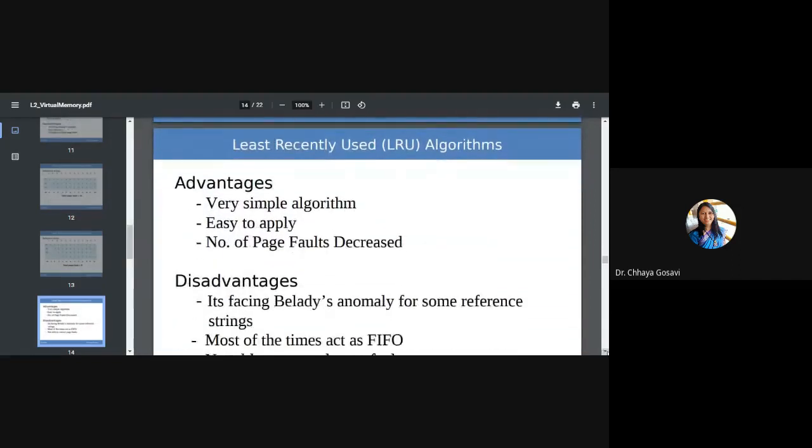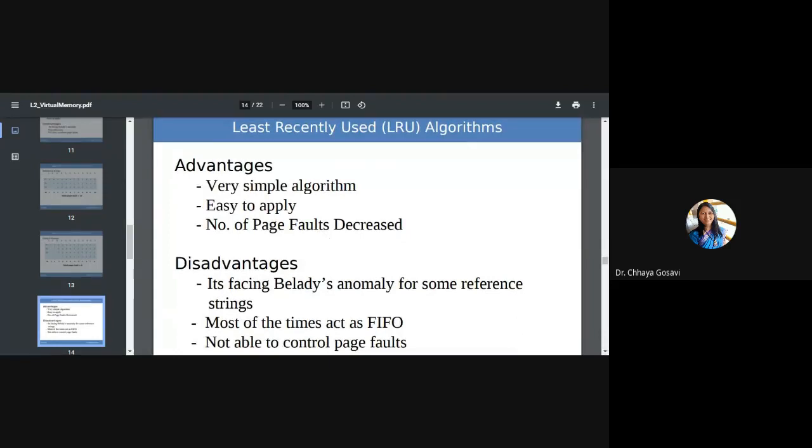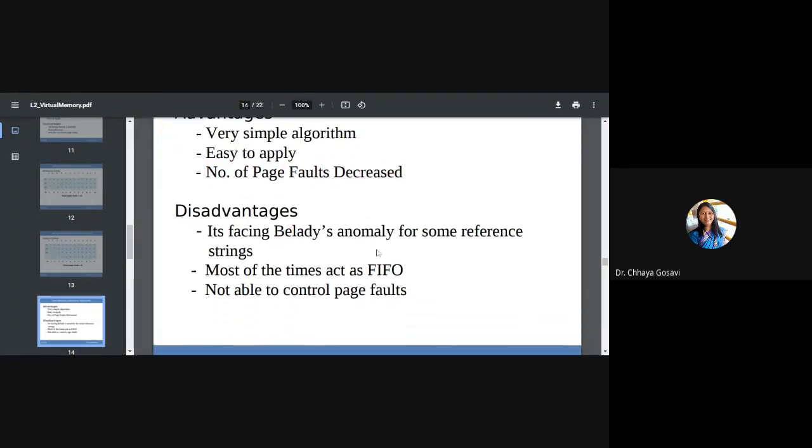But still, we can say that it is a simple algorithm, easy to apply, and the number of page faults decreased compared to the FIFO algorithm. But it also faces Belady's anomaly for some strings. Most of the time it acts as FIFO, and it is also not able to control page faults. But Belady's anomaly is more in FIFO than LRU.